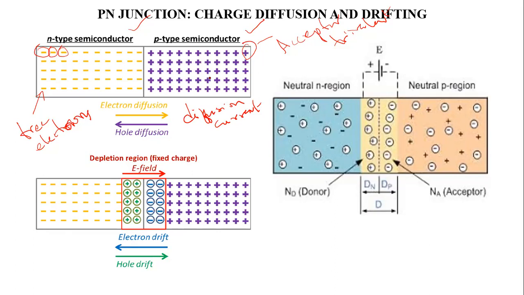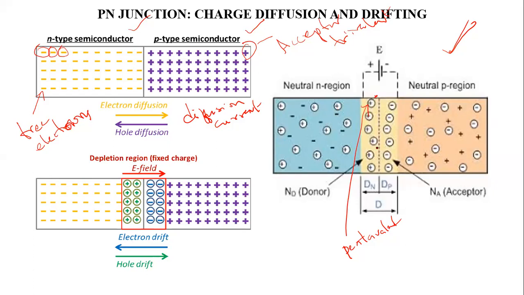Now, when the diffusion occurs, let us go to this next picture. Let's say this is the junction. The dotted line is the junction. When you join the n-type and p-type here, we know that each pentavalent atom has one free electron, like this.